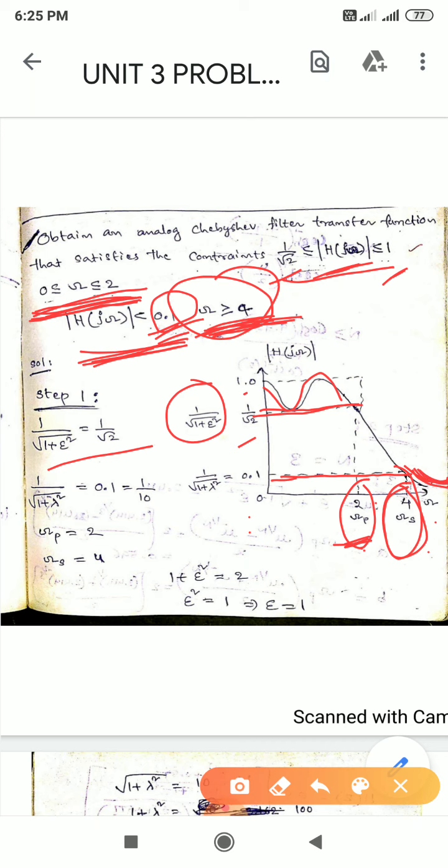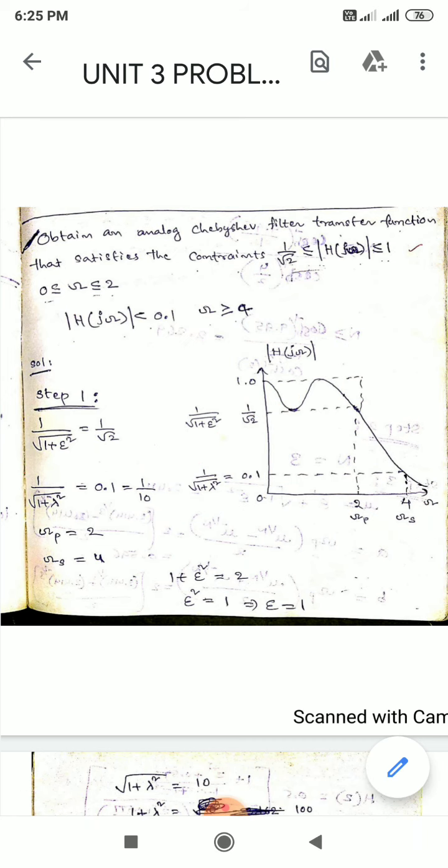At the stop band frequency the magnitude is 0.1, which is equivalent to 1 by square root of 1 plus lambda square. Pass band frequency is 2, stop band frequency is 4. From this equation we are determining the epsilon value. Simplifying, squaring on both sides and cross multiplying, we determine that the epsilon value is 1.